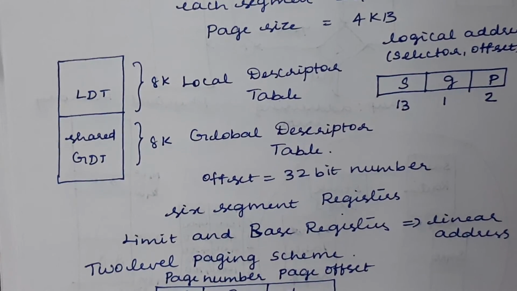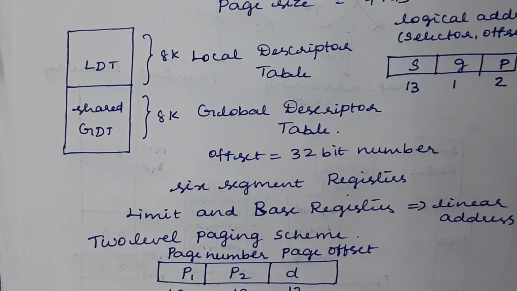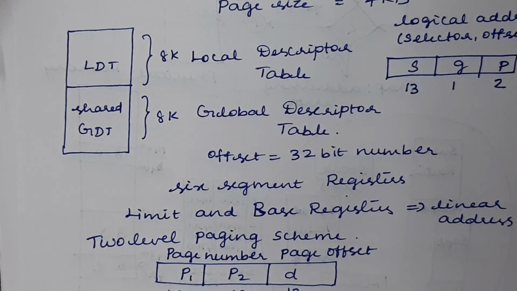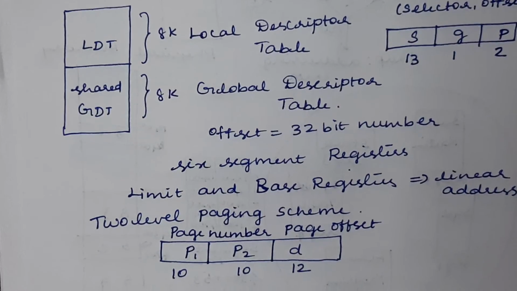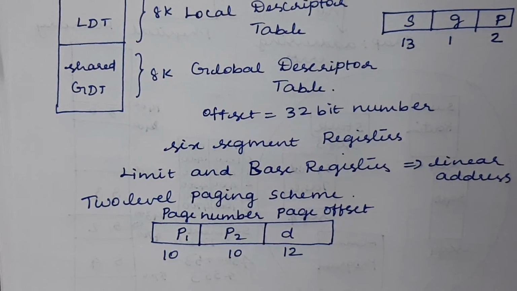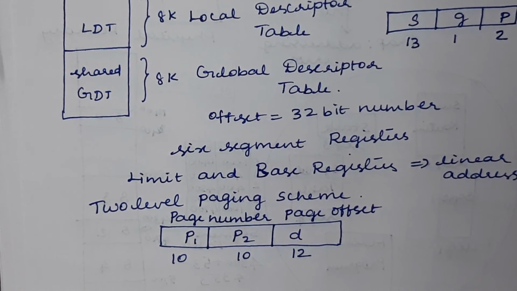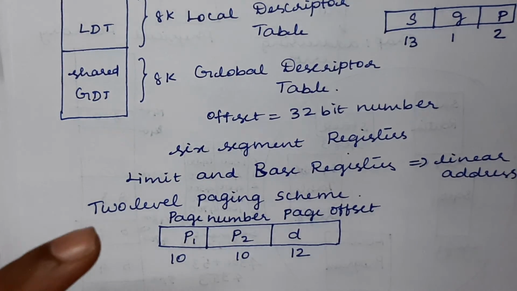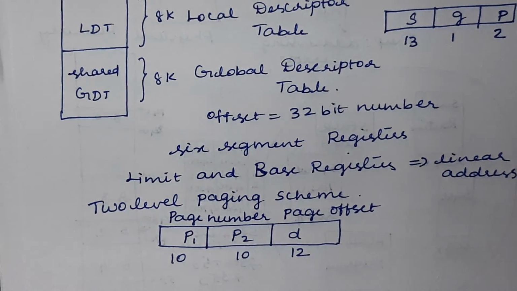Here, how many segment registers can we have? 6 segment registers. Each register will hold the base address of each segment separately, which is why they are called segment registers. So each process consists of 6 segments. In the segment table, we will follow these two kinds of registers, which are the limit register and the base register.